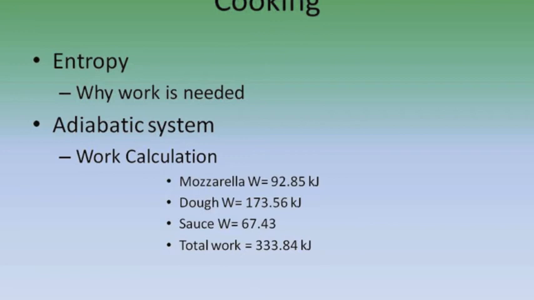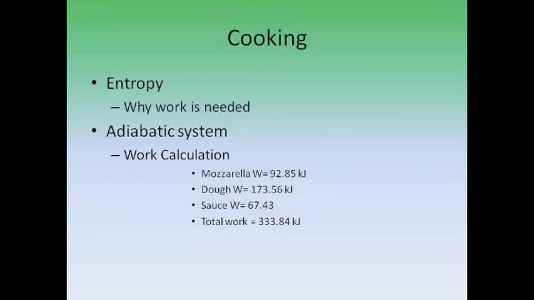Work in an adiabatic process is calculated by work equals heat capacity times the change in temperature. We used 113.5 grams of mozzarella, 427 grams of dough, and 150 grams of sauce. Provided were the specific heat capacity of mozzarella at 3.7 joules per Kelvin gram, dough at 1.7 joules per Kelvin gram, sauce at 1.88 joules per Kelvin gram, and our temperatures go from 25 degrees Celsius to 246.1 degrees Celsius. Our calculations consisted of finding the work required from each substance, then adding them up to produce an amount of work needed. We found our total work needed for this temperature change of all substances combined to be 333.84 kilojoules.